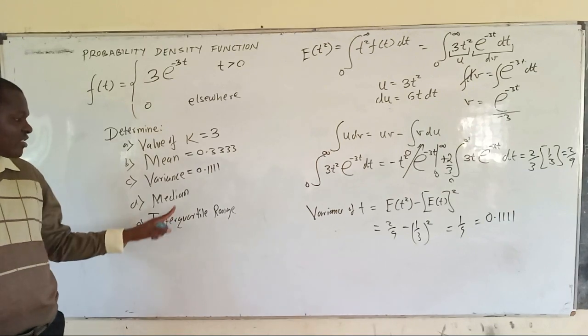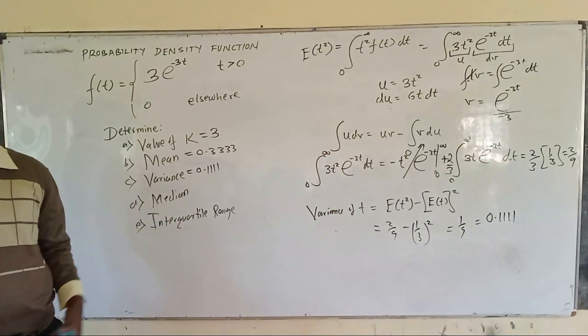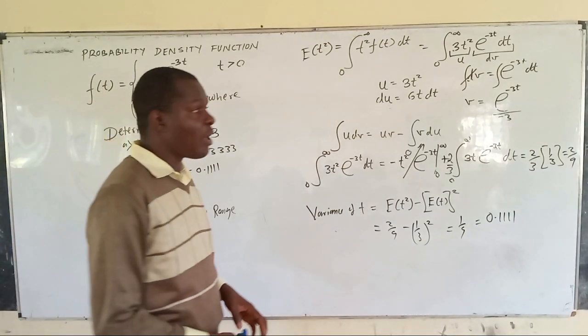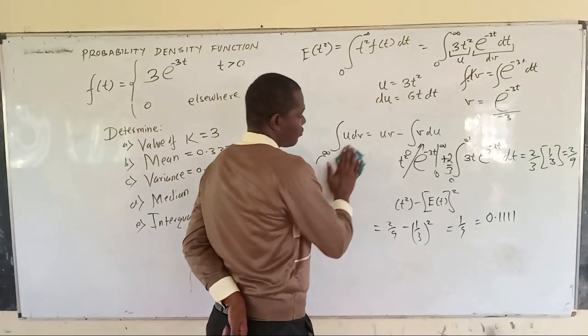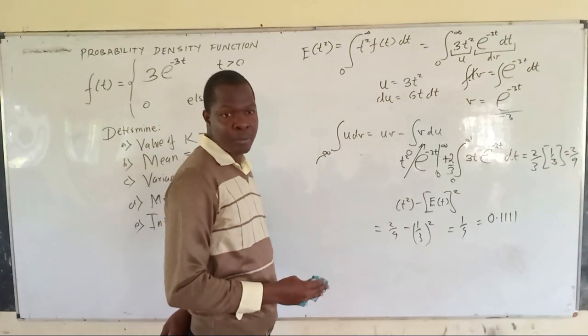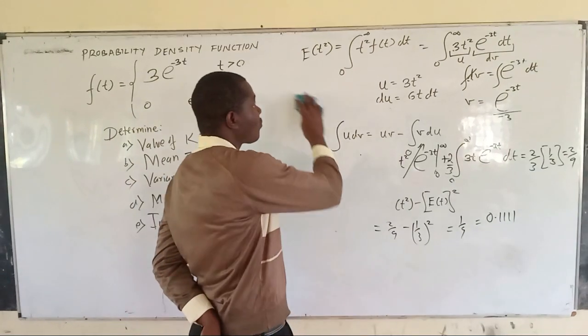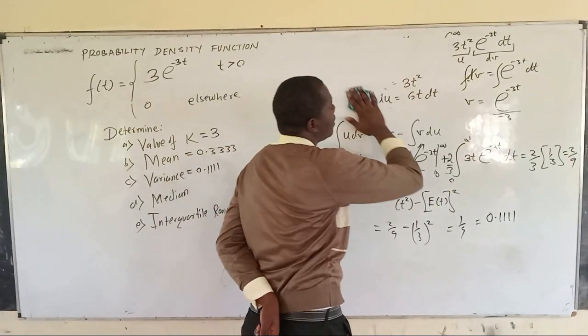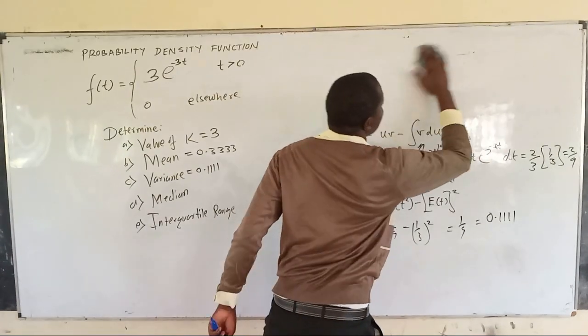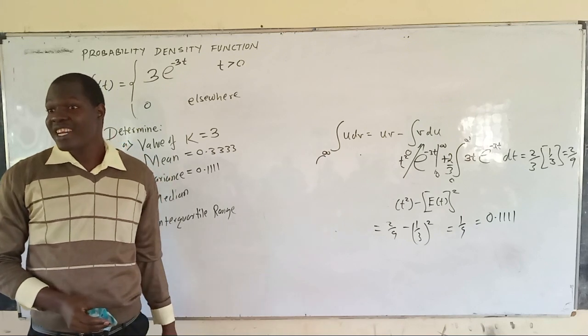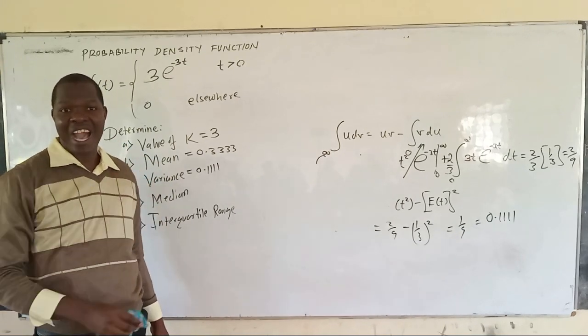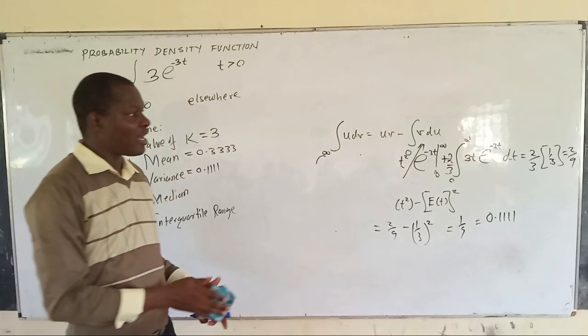Having found the variance, they want the median. So how do we get the median? The halfway point. If we integrate up to the median value, we are supposed to get a half. Are we together?